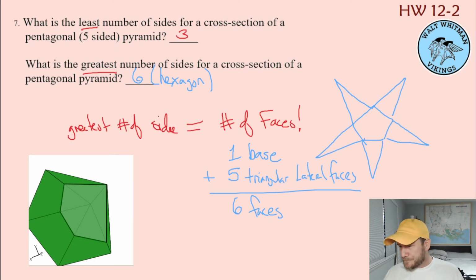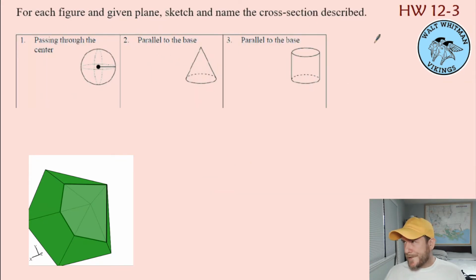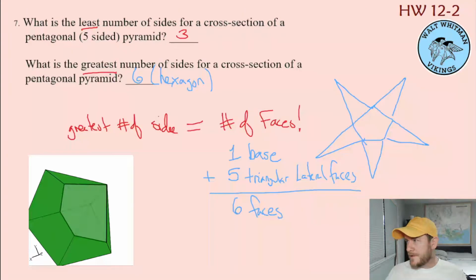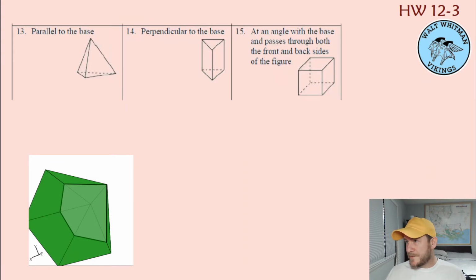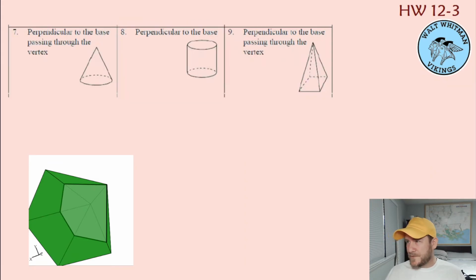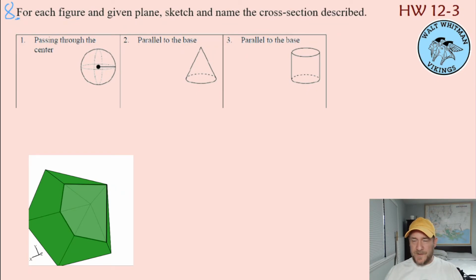Let's move on. All right. So instead, maybe this is number 8. And number 8 has like 9 parts. Actually, maybe it's 12. 1, 2, 3, 4, 5, 6, 7, 8, 9, 10, 11, 12, 13, 14, 15. All right, so there's a bunch of these questions. I'll try to go through them fast, okay? But it says here, for each figure and given plane, sketch and name the cross-section described.